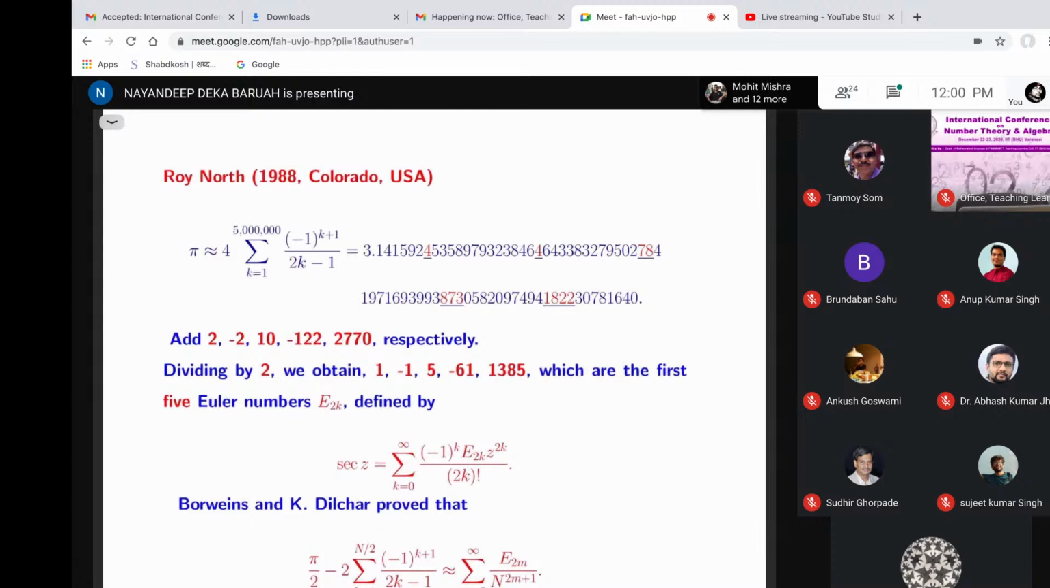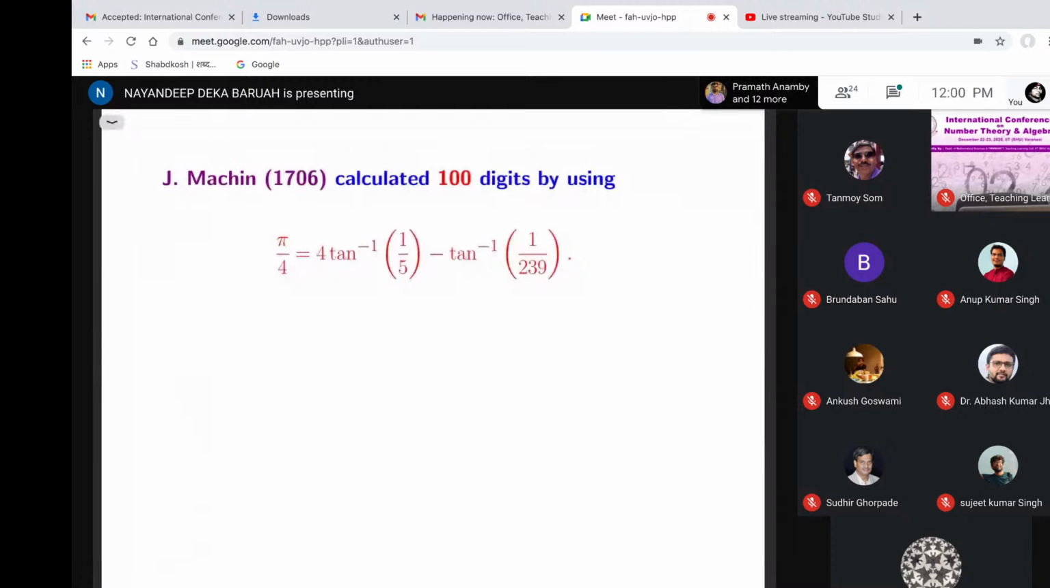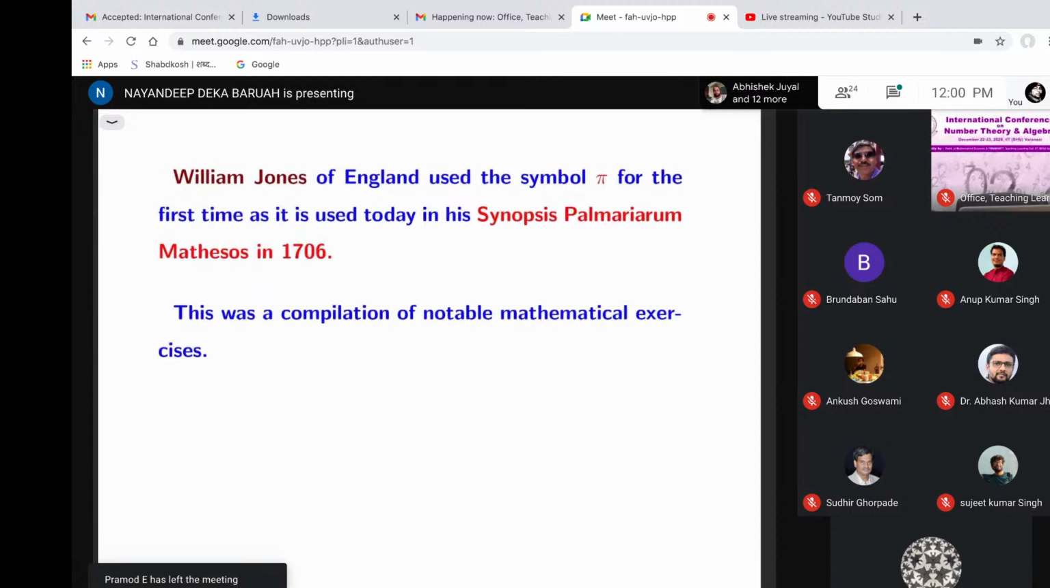And William Jones of England used the symbol pi for the first time, as it is used today, in his book in 1706. He was describing Machin's achievement of calculating 100 digits of pi, and that was a compilation of notable mathematical exercises. Before that, many other symbols were used, like C and rho, etc. Once the great Euler used that in 1748 in his book Introductio in Analysin Infinitorum, it became widely used. So the symbol pi has the usual meaning today.